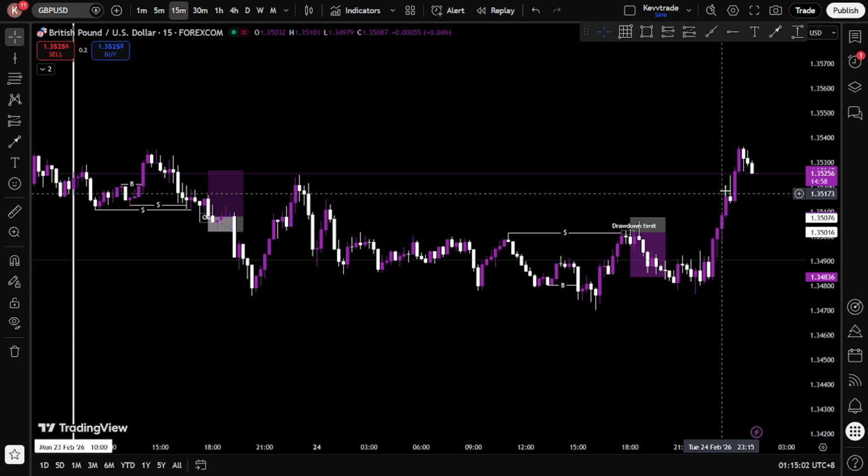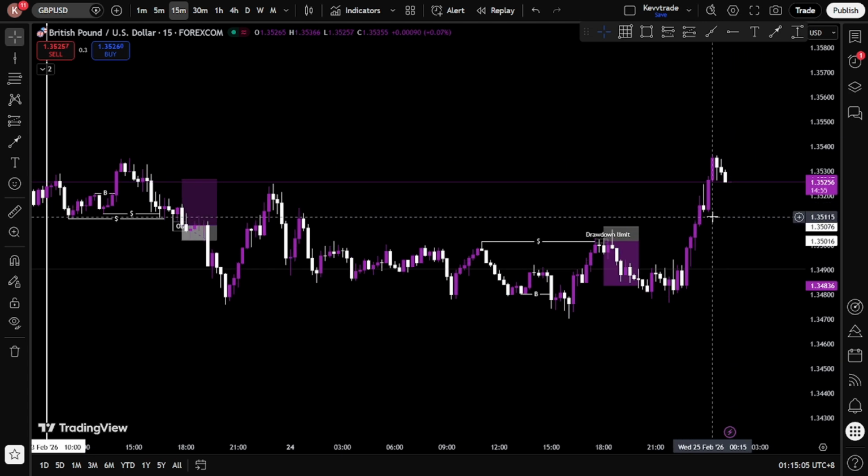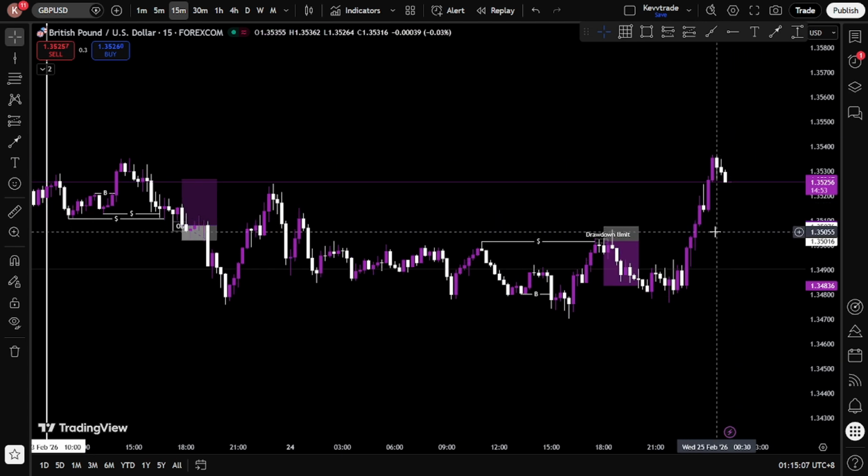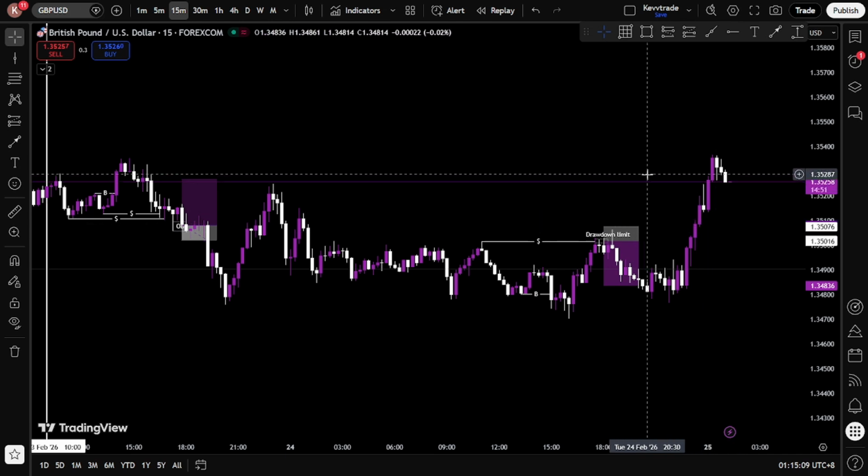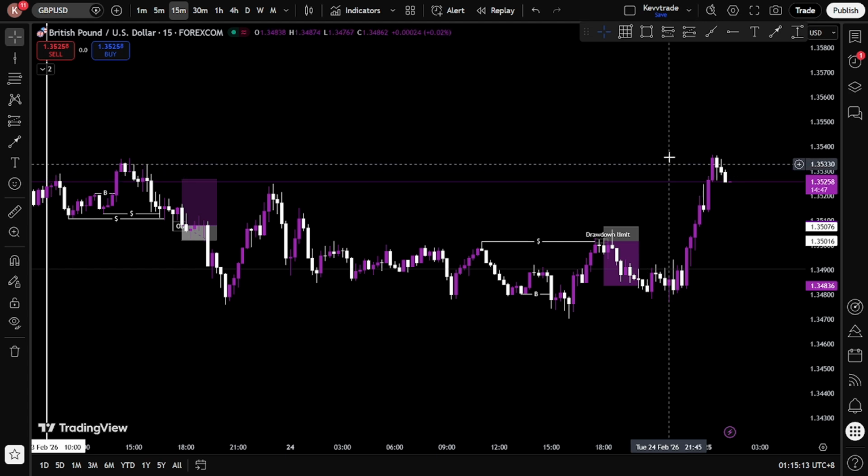And I expect price to probably continue being bullish. I'll probably expect that, because the forward is probably bullish too. So I'll probably expect price to be bullish.